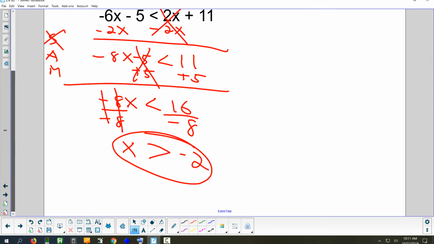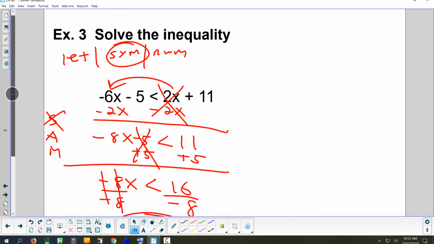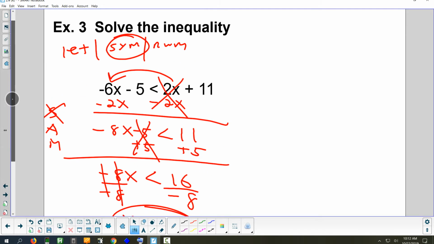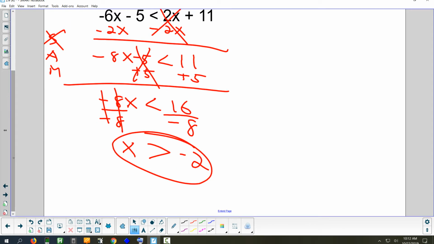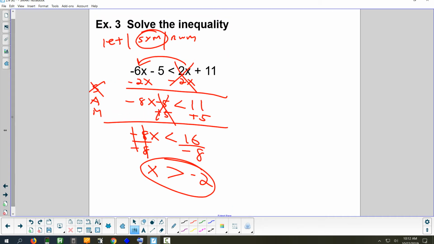Okay. Any questions on that one? Okay. Is there anything else I need to do for this problem? No. I'm done. It said solve. It didn't say graph. So not every problem is going to have a graph. Okay. Any questions on that one?